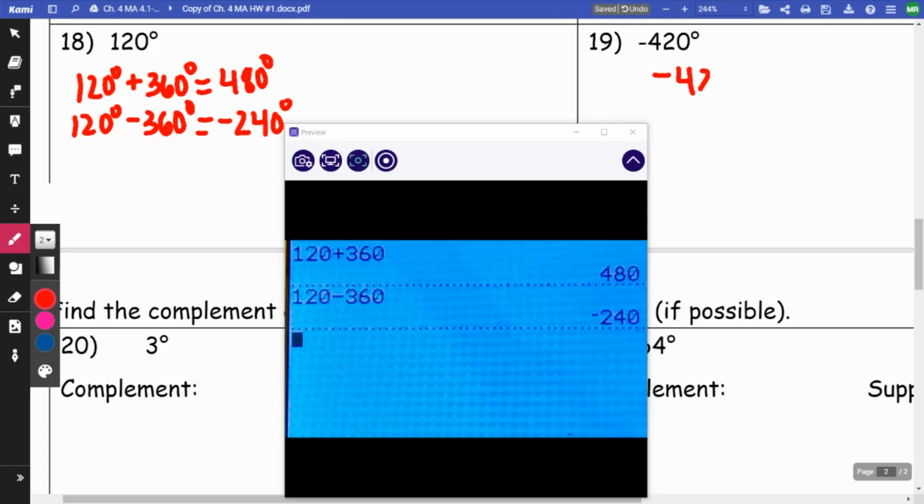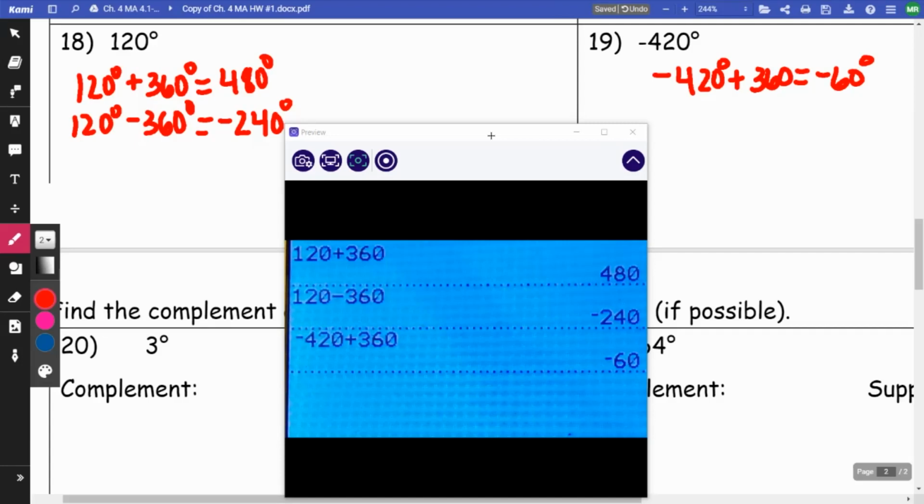Okay, my negative 420 degrees. I'm going to start by adding 360 degrees onto it. And when I take negative 420 and I add 360, I'm not going to get to a positive. Okay, I'm not going to get to a positive. I end up with a negative 60. So I actually found one of the negative ones.